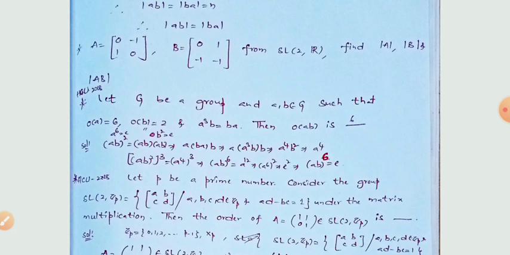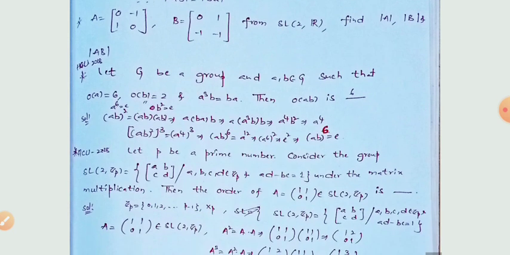In the last problem we have shown that if order of AB is equal to n, then order of BA is equal to n. Meaning if (AB) whole power n is equal to E, where E is the identity element, then we get the order of AB value is n.